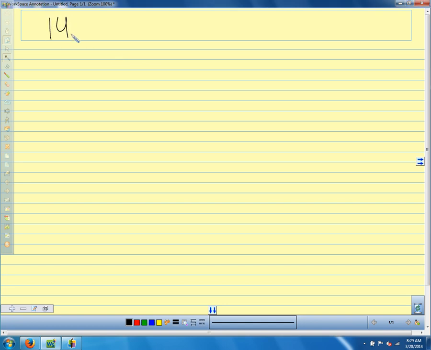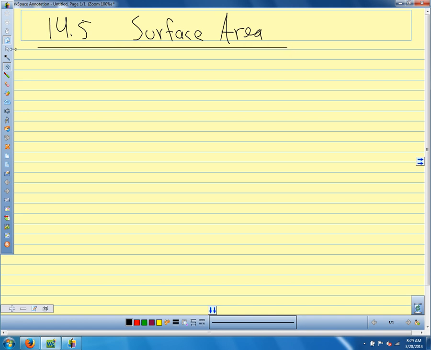So we're in section 14.5. What we're talking about here is a surface, z equals f of x y. We're going to say that z has continuous first partials, and R is a closed bounded region in the xy plane. So R is our region in the xy plane.